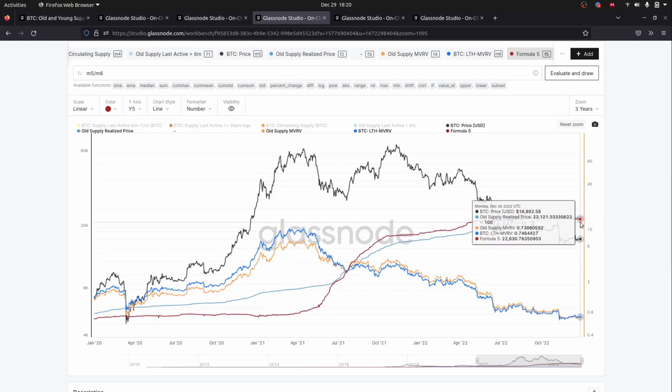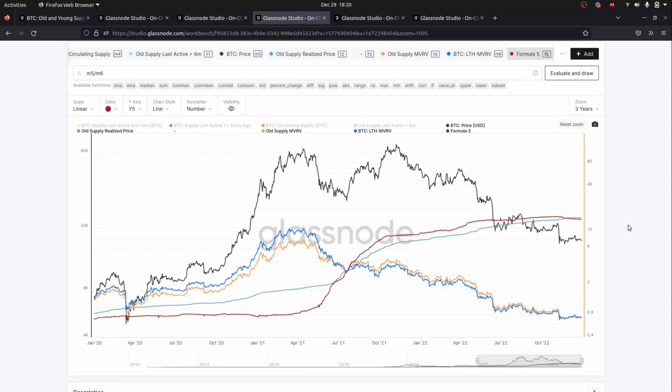Fantastic stuff. Old supply realized price is 23,000 and the other is 22,600, so they're plus or minus about $500 between the two of them. But essentially, the long-term holder cost basis is up here at about 23,000. Again, we've talked about this before: the short-term holder realized price and the standard realized price are below these levels. You don't see it very often, typically around capitulation levels, because you've got this homogenization.